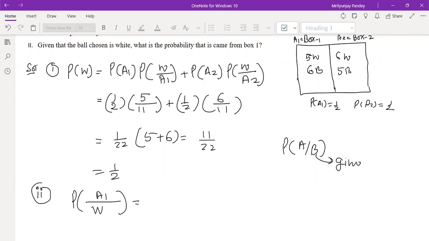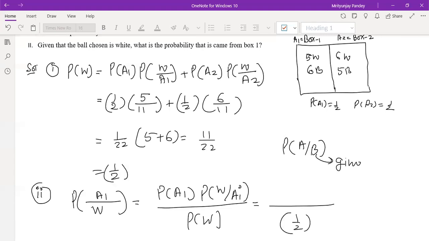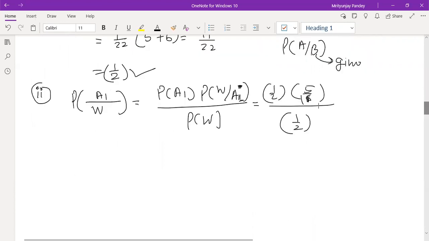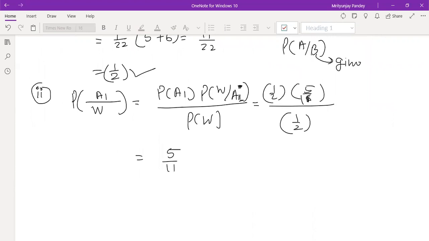So this is known as Bayes theorem. According to Bayes theorem, you will write the formula P of A1, P of white from A1, whole divided by P of white. And what is the value of the white ball probability? That is 1 by 2. You have already solved that in the first part. And the probability of box A1 is 1 by 2. And white from A1, this is A1, not AI, is 5 by 11, sorry. So finally, your answer is 5 by 11. So any doubt in this formula? Students, any doubt? Then ask.